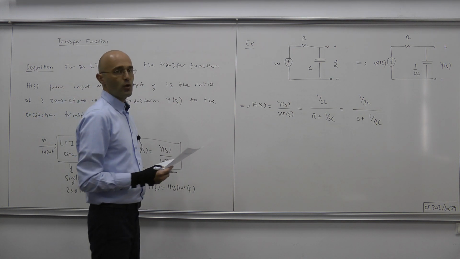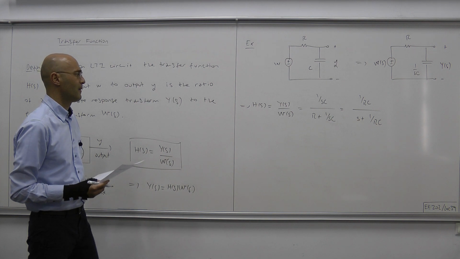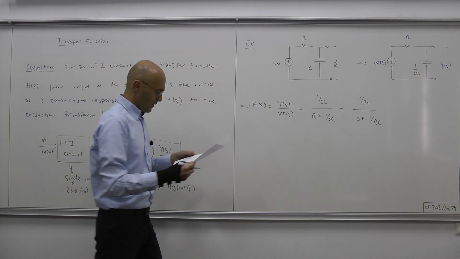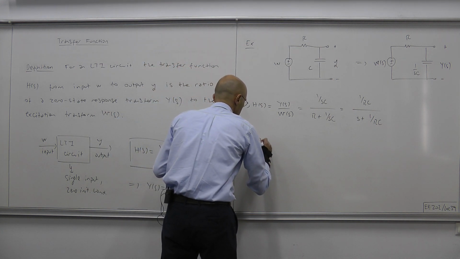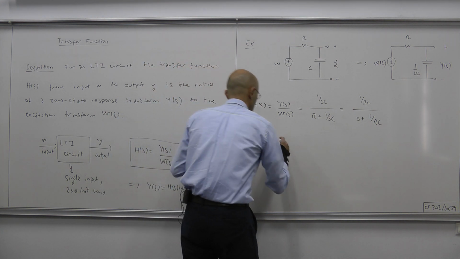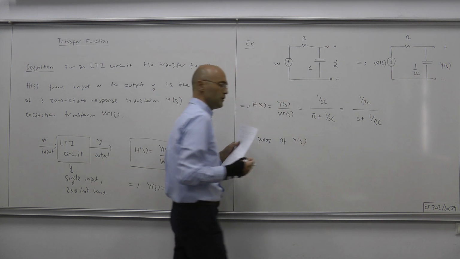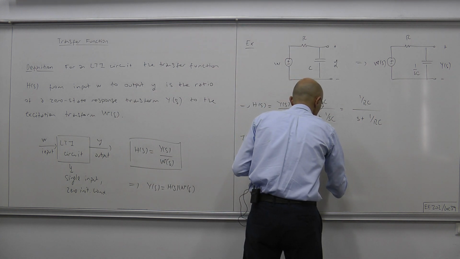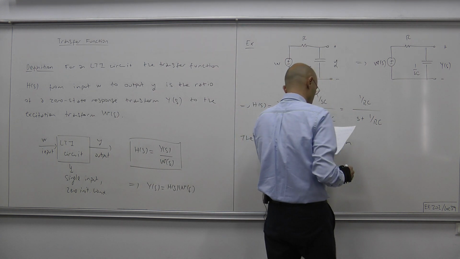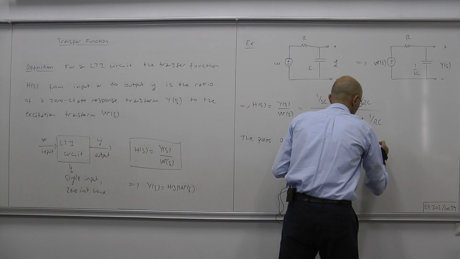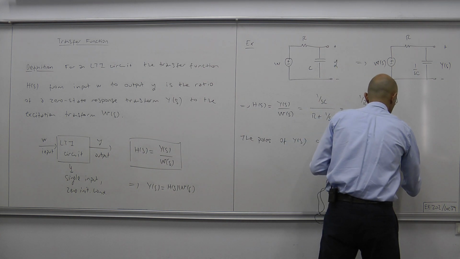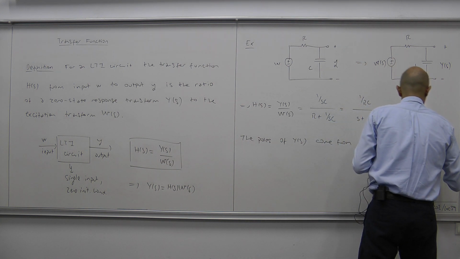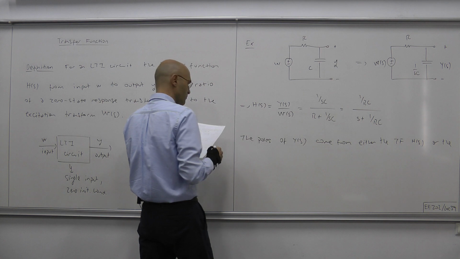Now, let's talk about poles of the transfer function and the output. The poles of the output, Y of S, come from either the transfer function H of S or the input signal W of S.